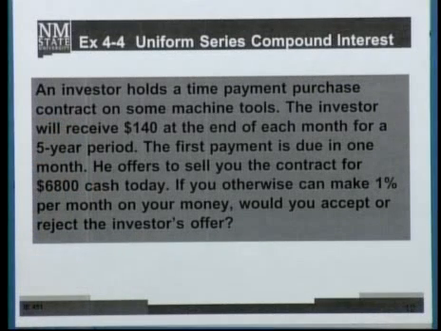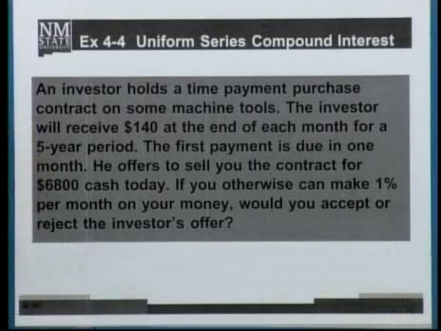Okay, next is about Example 4-4. An investor holds a time payment purchase contract on some machine tools. The investor will receive $140 at the end of each month for a 5-year period. The first payment is due in 1 month. He offers to sell you the contract for $6,800 cash today. If you otherwise can make 1% per month on your money, would you accept or reject the investor's offer?